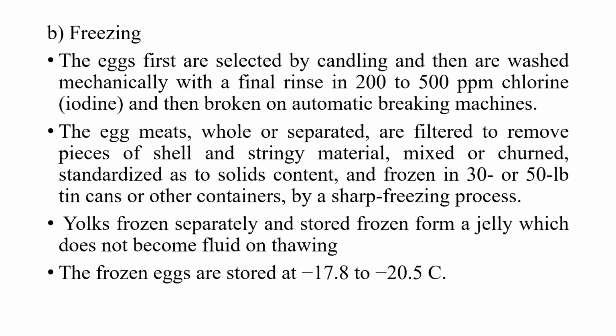And the second low temperature method is the freezing. The eggs are first selected by candling, then usually washed mechanically with a final rinse in about 200 to 500 ppm chlorine or iodine solution, and then broken on automatic breaking machines. The egg meats, whole or separated, are usually filtered in order to remove pieces of shell and also stringy materials which are present.